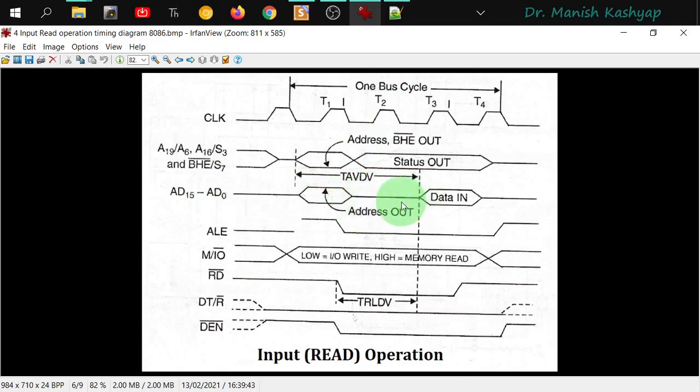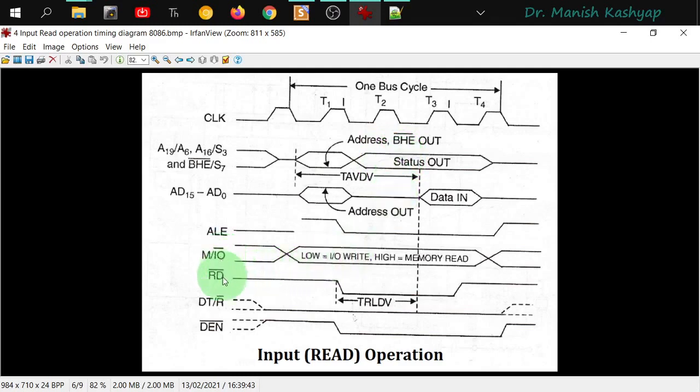Whatever is the data on that is not useful for us, so it goes into the high impedance state. However, the 4 bits, that is S3, S4, S5, S6, will be present on the last 4 address bus bits, and that will output the status signals there. So we will know which segment we have to read and whether we have to interrupt, acknowledge something, etc. So those status lines will be provided there.